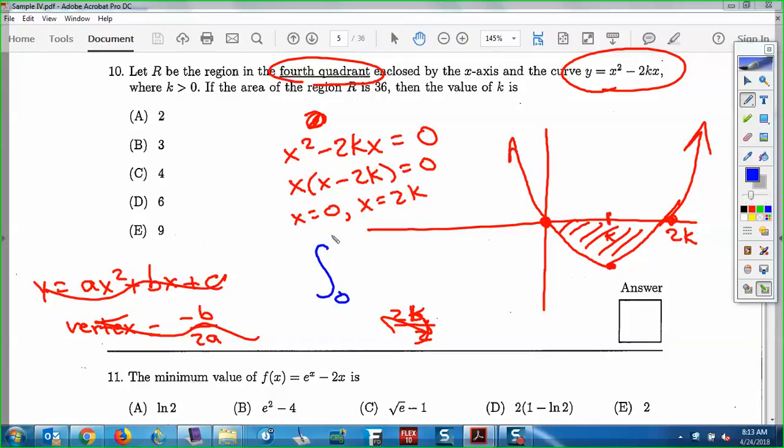0 to 2k. 0 minus... Now what's going to happen is, if you did just put x squared minus 2k in here, that's going to be negative. That's going to be a negative area, because normally that would be a negative area, right? But it says the area enclosed by the x-axis and this curve, and that's when we do our top minus bottom. So it's really 0 minus this, which is going to be negative x squared plus 2kx.